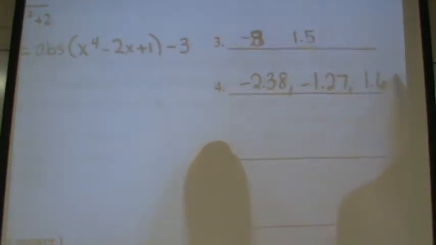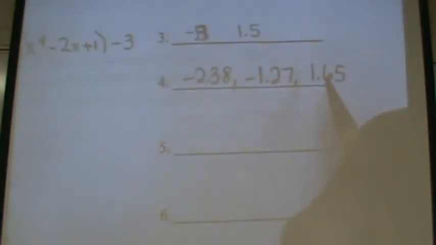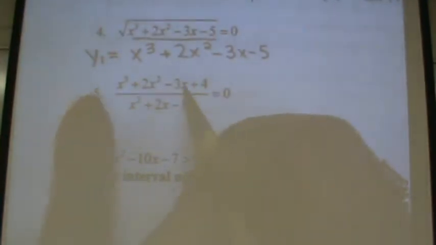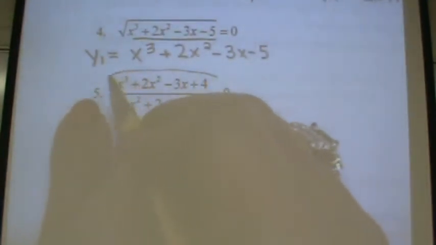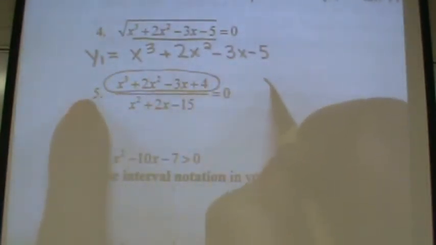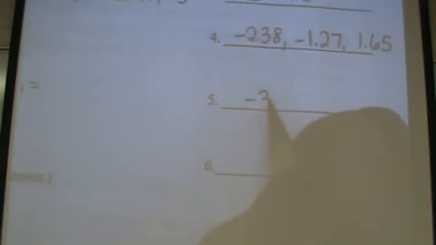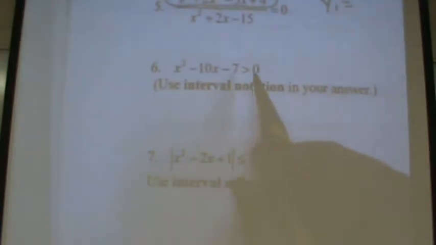Yeah, that's the same test. -2.38, -1.27, 1.6. Are we in agreement? These are from your test, you should have them. How do you do a fraction one? What you do is you set only the numerator equal to 0, and you do that. Can you read off the answer? -3.2. Okay? And now, do you remember this one?